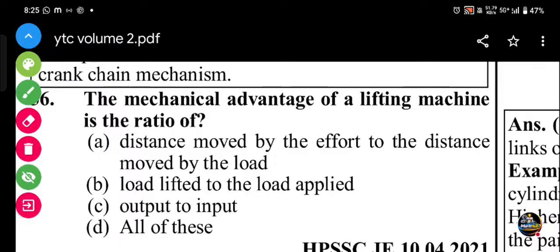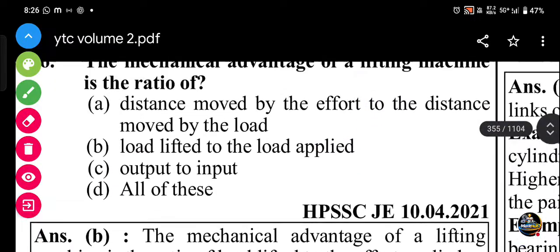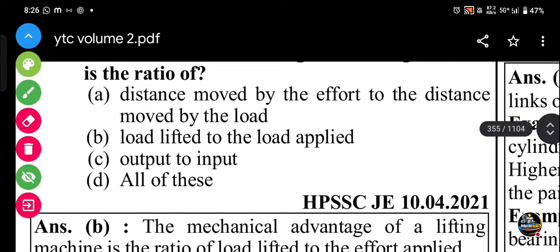Next question. The mechanical advantage of a lifting machine is the ratio of distance moved by the effort to the distance moved by the load. Mechanical advantage MA equals distance moved by the effort over distance moved by the load, load lifted to the load applied, output to input. All of these. I think all of these are the answer. Let's check the answer. Sorry, I am wrong. Load lifted to the load applied.